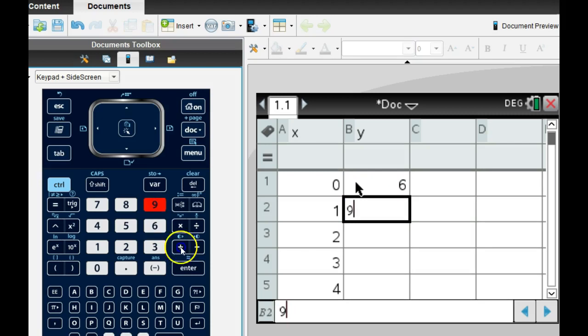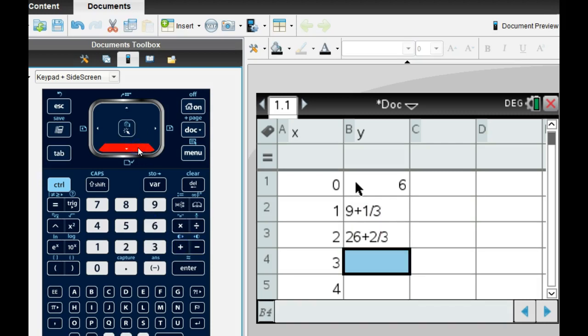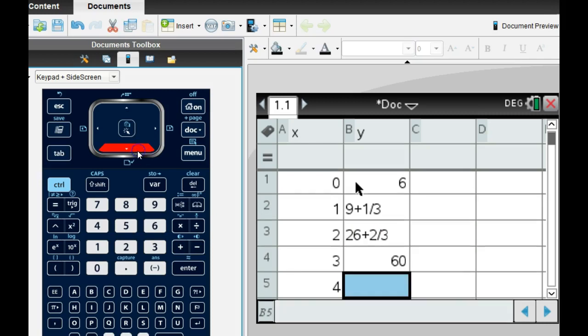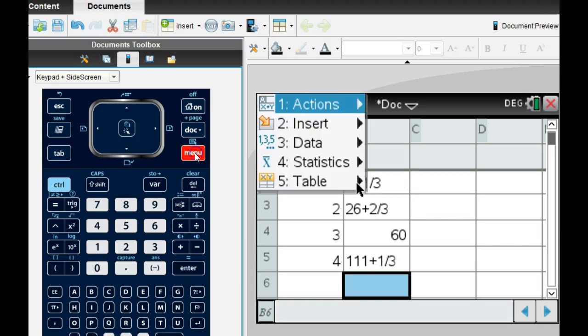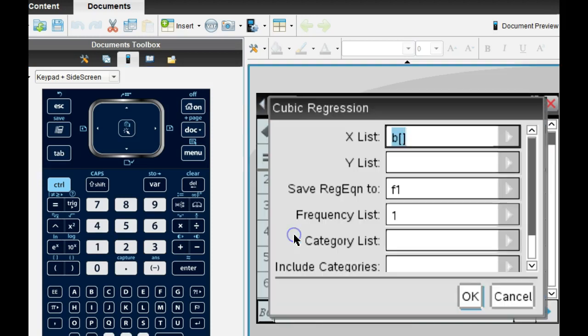Nine and 1/3. 9 plus 1/3. 26 plus 2/3. 60. 111 plus 1/3. Alright, so again, cubic is menu 417.